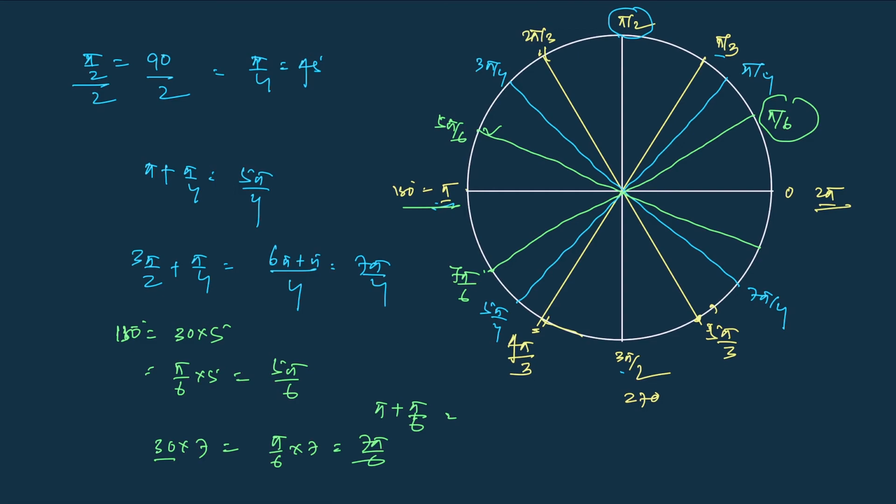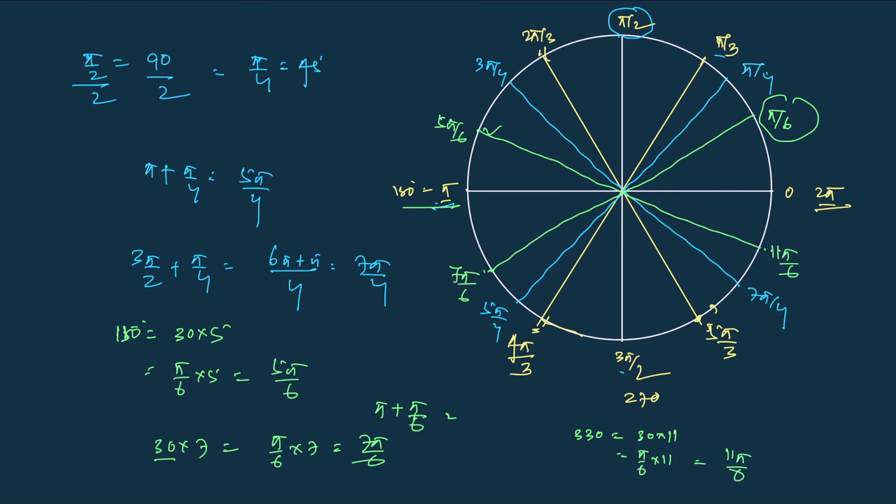Okay, now this is going to be what? How much? This is going to be 330. 330 is equal to how much? 30 into 11. 30 means what? Pi by 6 into 11. So 11 pi by 6. This is going to be 11 pi by 6.